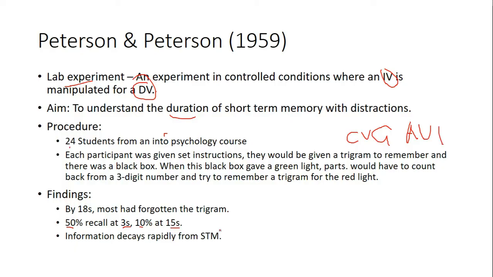And the conclusion was that information decays rapidly from short-term memory. So by about 18 seconds, I think what you could get away with saying is that it was by 30 seconds that everyone had definitely forgotten the trigram. So you can probably say that short-term memory lasts at most 30 seconds if you really want to. Although it's disputed, so you could say in an exam, at most, according to Peterson and Peterson, it lasts 30 seconds, or for most people, it lasts 18 seconds, according to Peterson and Peterson.